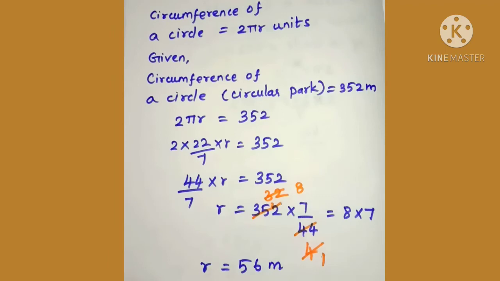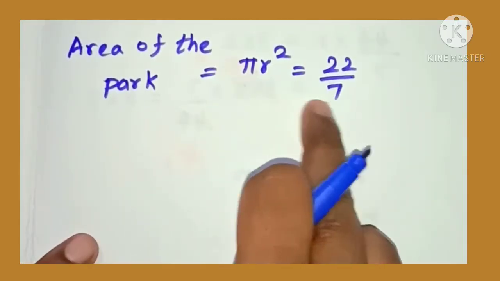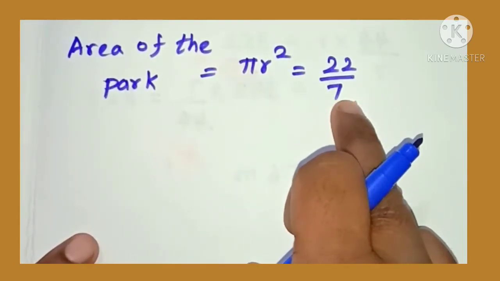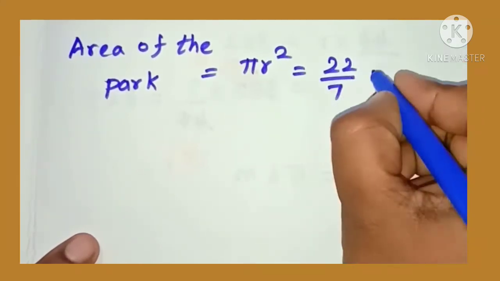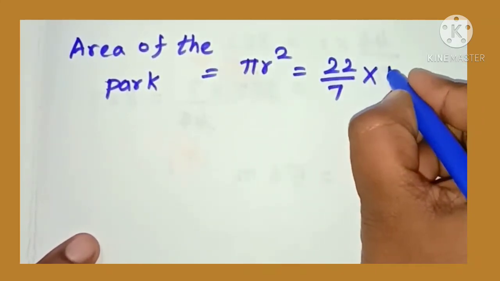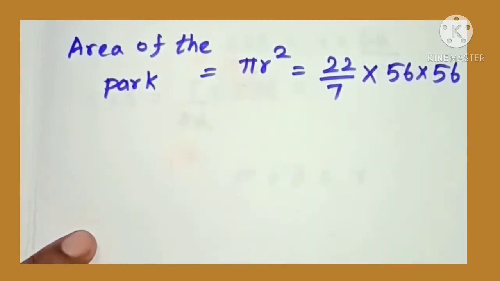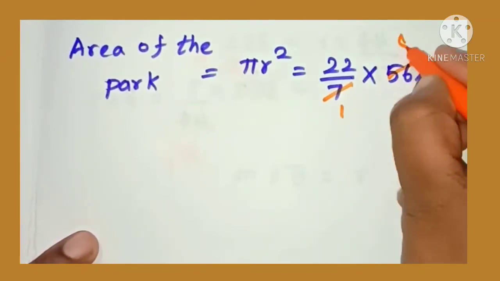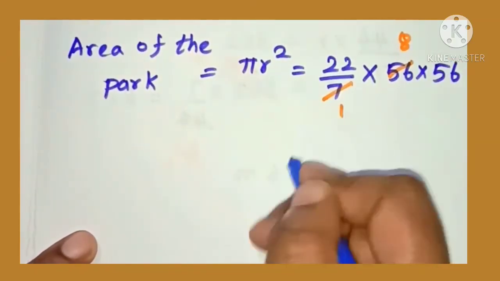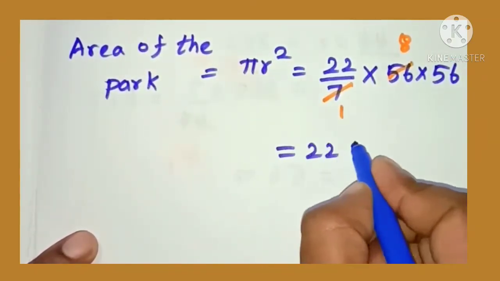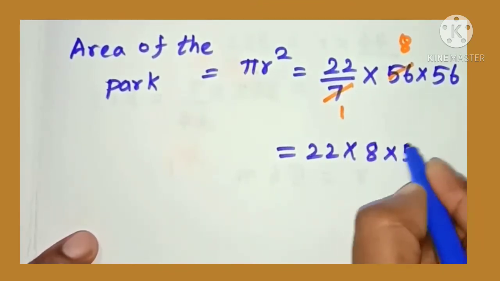Now we can substitute this value in the area of the circle formula. Area of the park is equal to pi r square. Pi is equal to 22 by 7 and r is 56 into 56. Now cancelling 56 and 7, 8 sevens are 56. So 22 into 8 into 56.